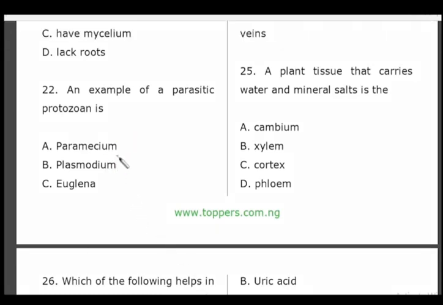All the other ones are organisms that are, some of them, protists, while some of them are fungi. But the parasitic protozoan in this particular option is the Plasmodium. Plasmodium is the organism that results in malaria in the body of humans. So Plasmodium is the answer to that question. Question 22, option B.